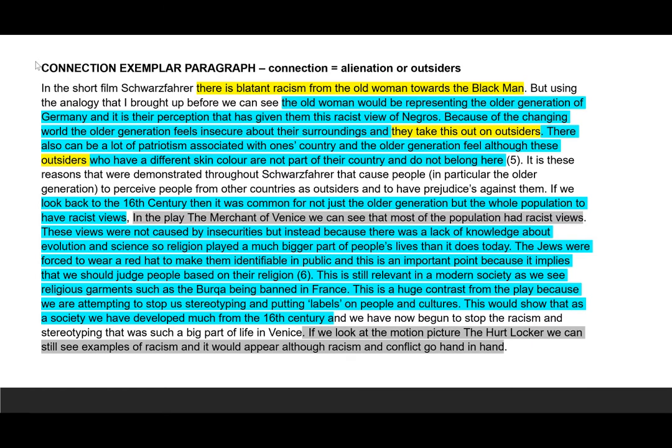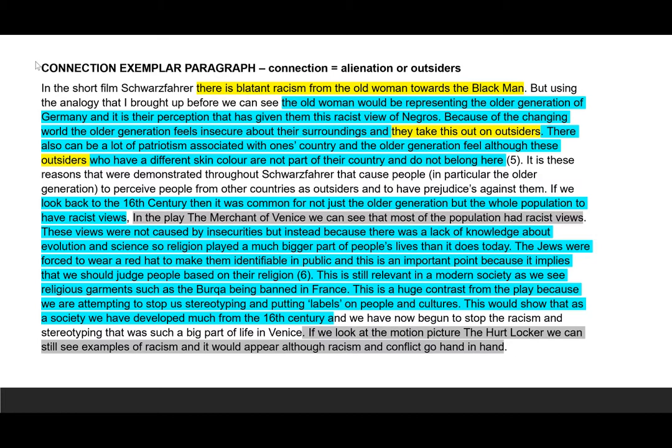So if you feel confident in your understanding of the assessment now, that's all good. But if you want to just hear about it and how it works with an example, we'll spend a couple of minutes now. In the short film Schwarzfahrer, there is blatant racism from the old woman towards the black man. But using the analogy that I brought up before, we can see the old woman would be representing the older generation of Germany, and it is their perception that has given this racist view of Negroes. Because of the changing world, the older generation feels insecure about their surroundings, and they take this out on outsiders. So this is them describing the connection of outsiders.